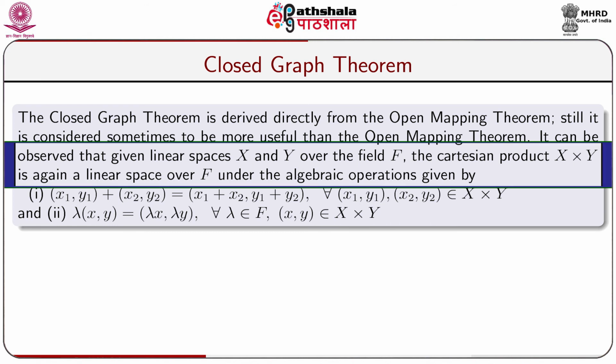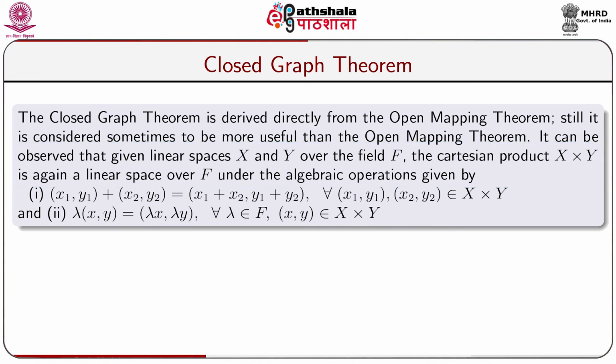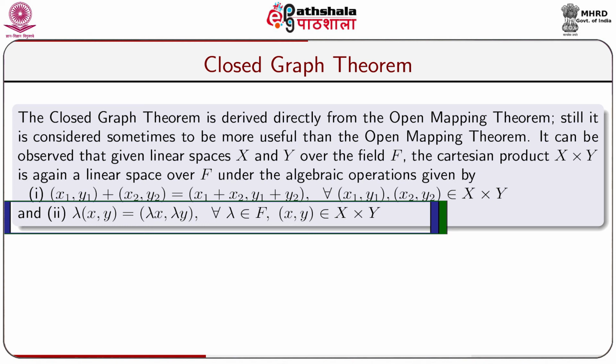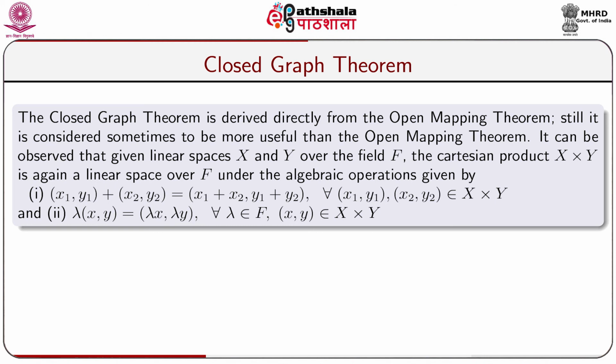It can be observed that given linear spaces X and Y over the field F, the Cartesian product X cross Y is again a linear space over F under the algebraic operations given by: number 1, (x1, y1) plus (x2, y2) is equal to (x1 plus x2, y1 plus y2) for all (x1, y1), (x2, y2) belonging to X cross Y, that is, the sum is taken coordinate-wise; and number 2, lambda (x, y) is equal to (lambda x, lambda y) for all scalars lambda taken from F and for all (x, y) belonging to X cross Y.